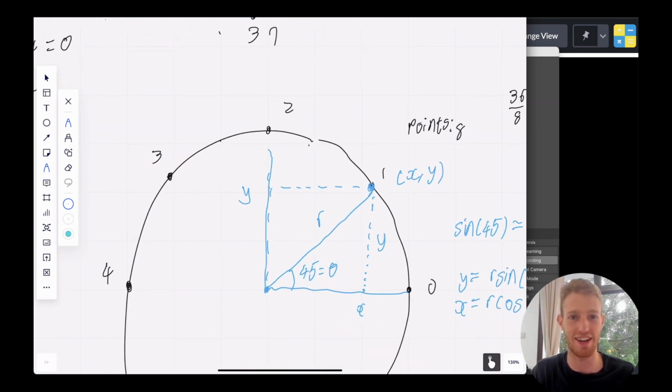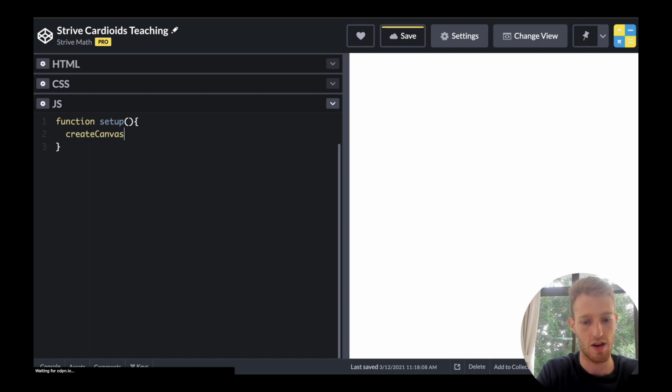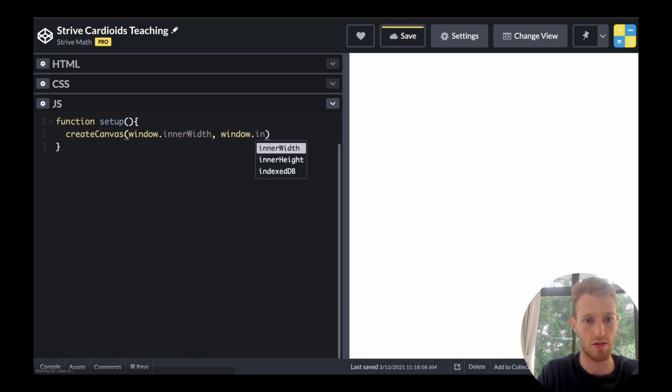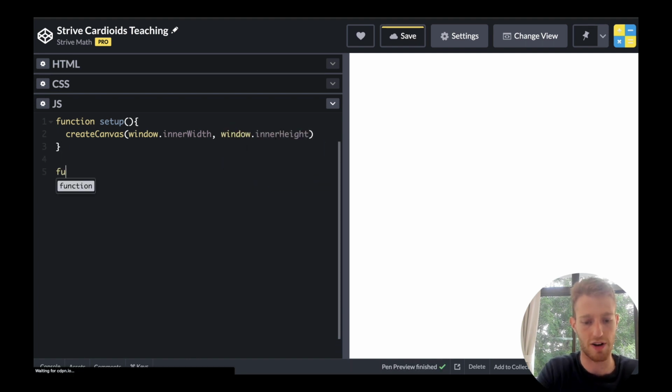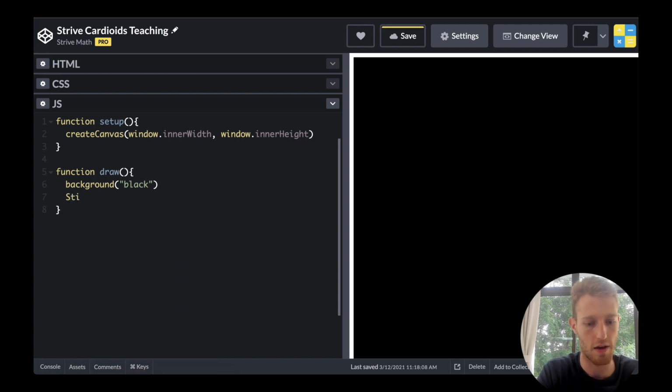Let's jump into some code and get it done. Okay, let's code this thing. So I'm going to say function setup, and I'm going to go ahead and create a canvas, and I'm going to make it window.innerWidth and window.innerHeight. Then I'm going to go into function draw. There will be a link in the video description to follow along. And, oh, that's wrong, function draw. And I'm going to give it a black background. And I'm going to say strive.drawTickAxes in order to get our grid lines so we can see what's going on.